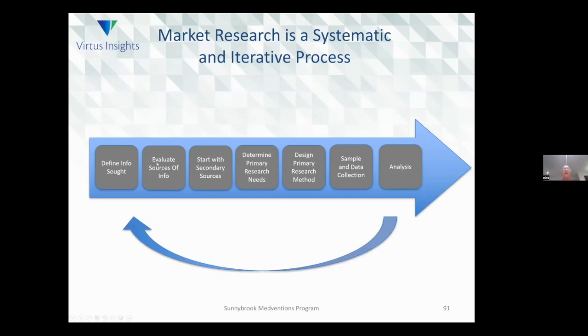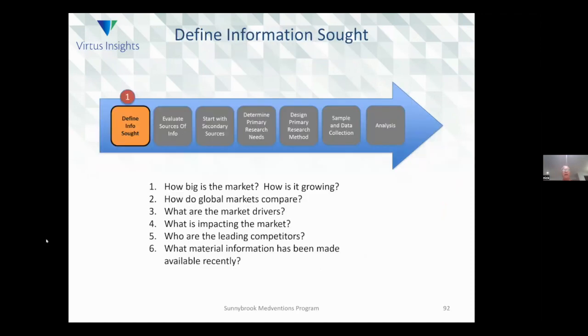Then you evaluate your resources. Quite often we start with secondary resources. We see what answers we can get. From there, you can examine primary market research. You need to determine what additional answers do we need to get from primary market research. Then you design your research method, you sample and you collect your data, you analyze your data, and then you do it again. And then you do it again and you do it again along the product development path, because over time, markets can change and they evolve.